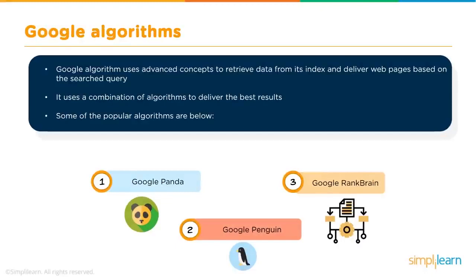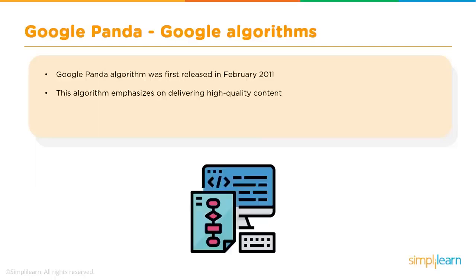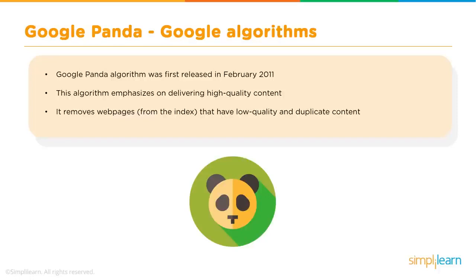So the first is, we'll talk about Google Panda. And Panda was an algorithm that was released back in 2011. So here we are in 2019. It's a few years ago, but still significant in that really this algorithm emphasized high quality content. Because before Panda, there's just a lot of content out there on the internet. And there was a lot of spam content, there was a lot of duplicate content. And so really the idea behind Panda is for Google to deliver high quality content in their search engine results pages. So what it did was it removed web pages that had low quality or duplicate content.